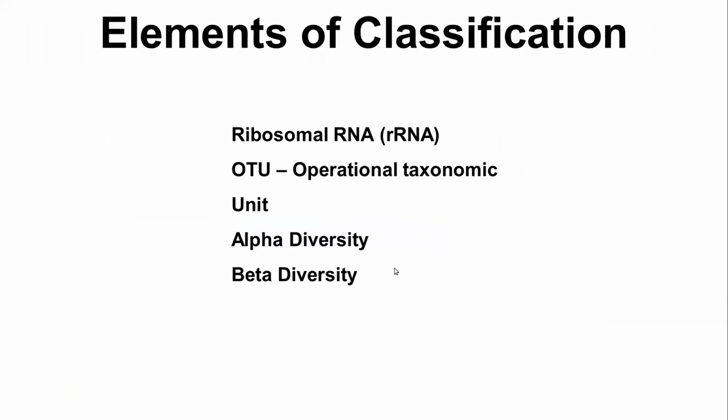So for alpha diversity and beta diversity, the elements we require are basically two. One of them is ribosomal RNA, or rRNA, and another one is OTU, or operational taxonomic unit. These are keywords. An operational taxonomic unit is a pointer, a profile of a particular species. I'm forgetting the exact word for it, but I will tell you in a little bit of time. And using ribosomal RNA and OTUs, we try to get the alpha diversity and also the beta diversity.